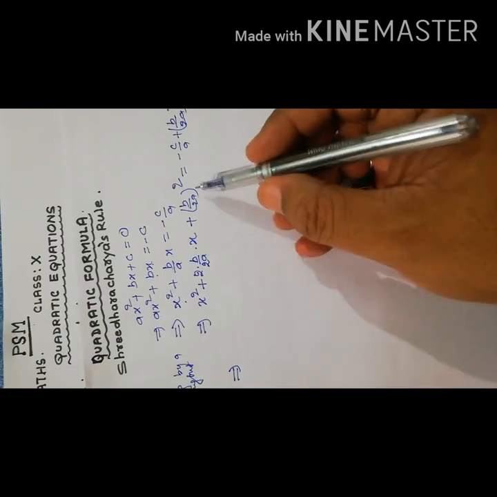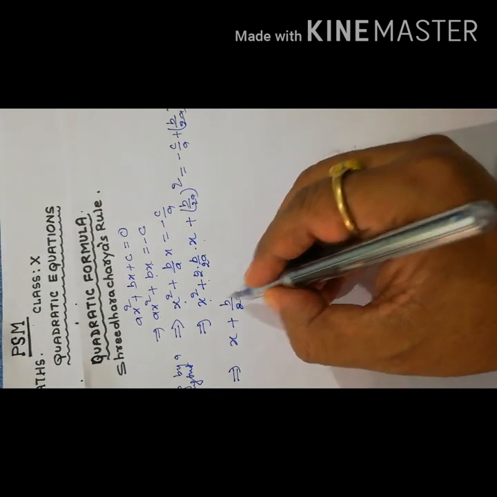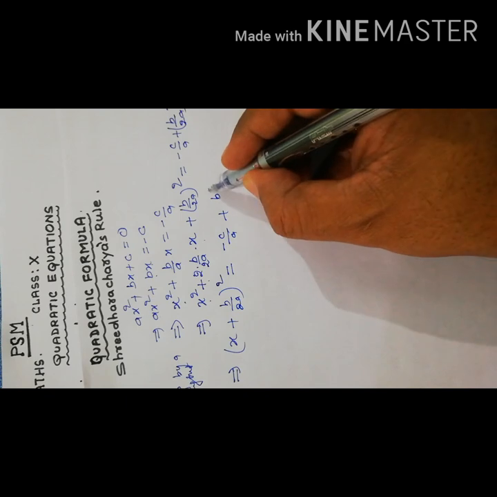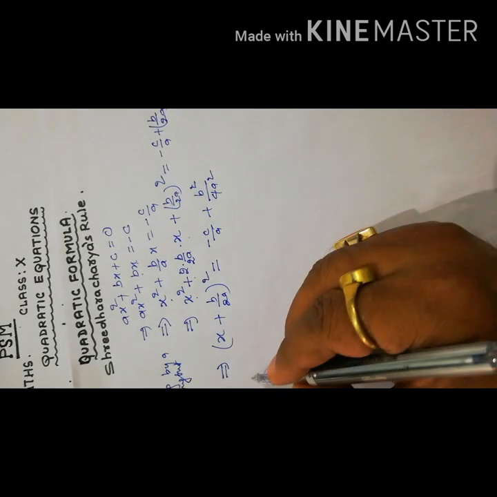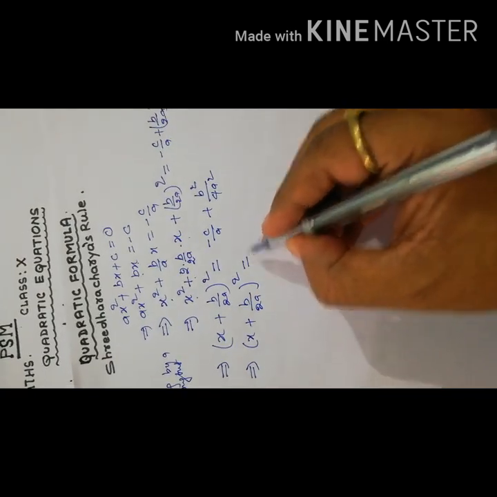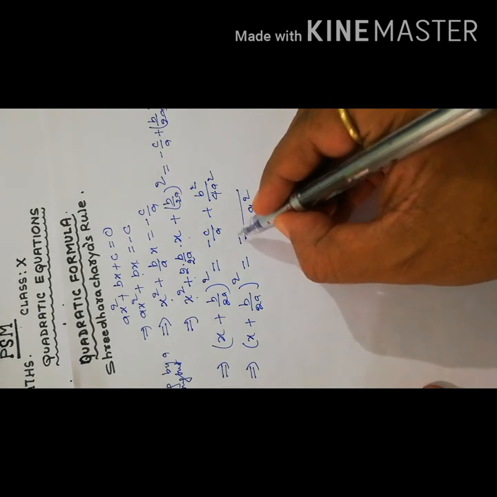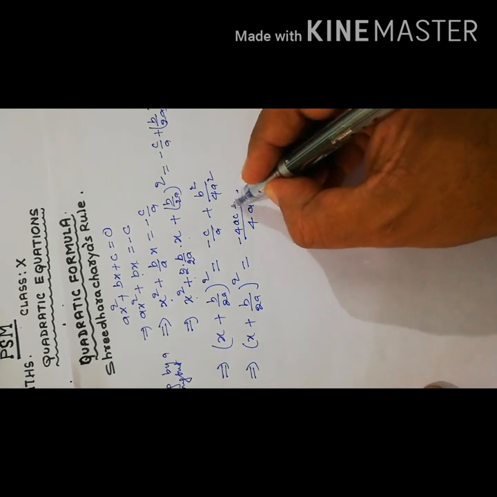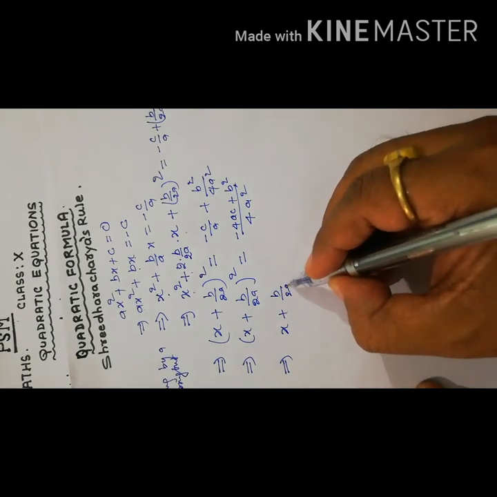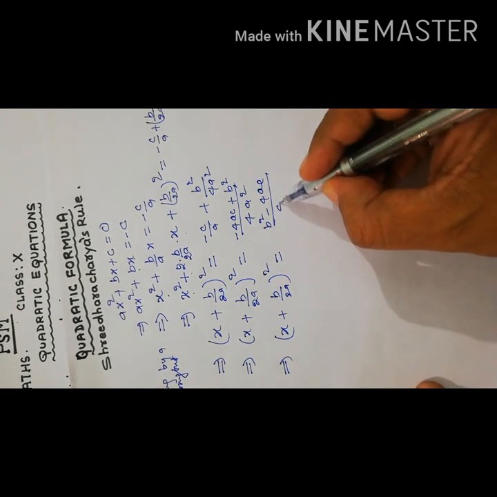This implies it is in the form of a square plus 2ab plus b square, that is x plus b by 2a whole square is equal to minus c by a plus b square by 4a square. This implies x plus b by 2a whole square is equal to, it is 4a square and minus 4ac plus b square. This implies x plus b by 2a whole square is equal to b square minus 4ac by 4a square.